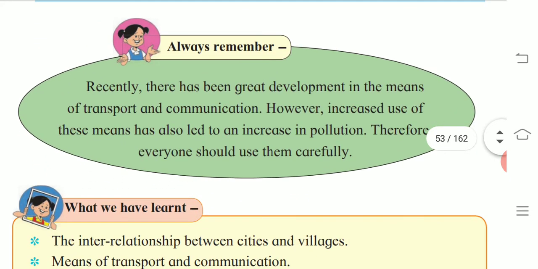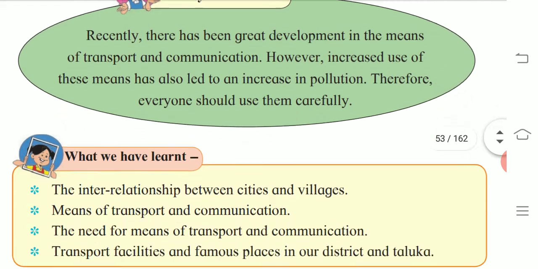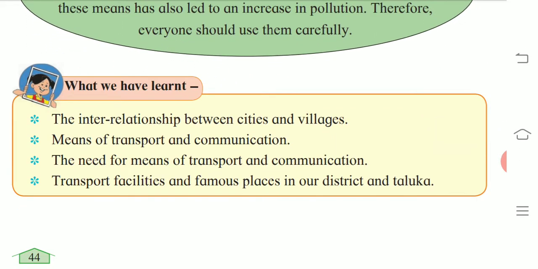Always remember, recently there has been great development in the means of transport and communication. However, increased use of these means has also led to an increase in pollution. Therefore, everyone should use them carefully. What have we learned? The interrelationship between cities and villages, means of transport and communication, the need for means of transport and communication, transport facilities and famous places in our district and taluka.